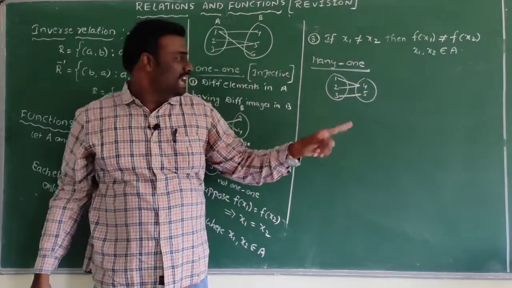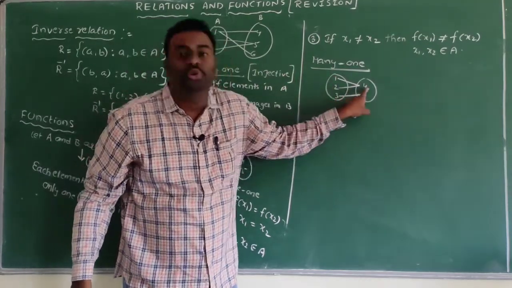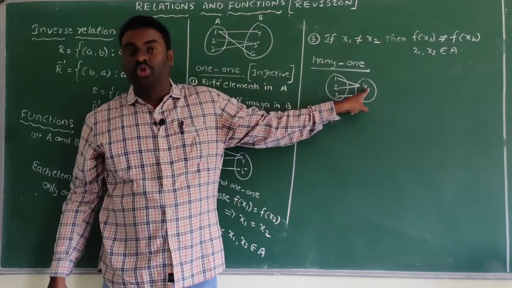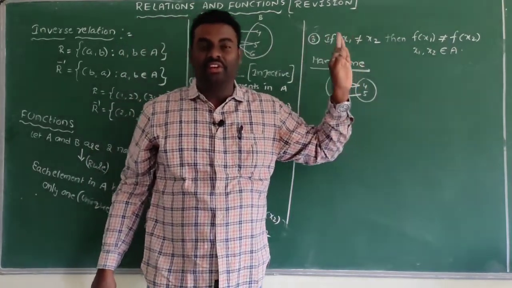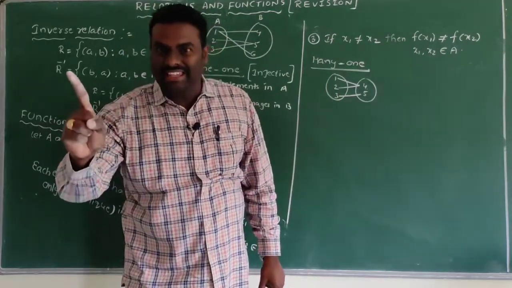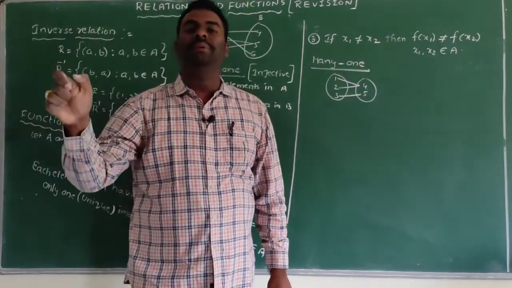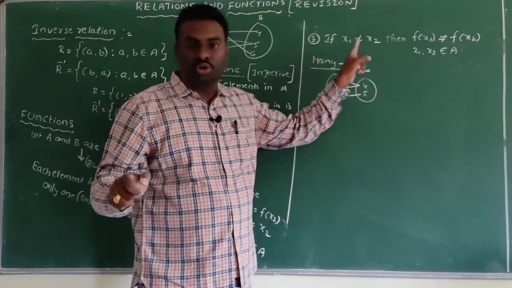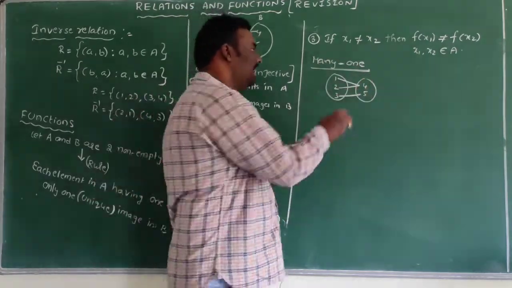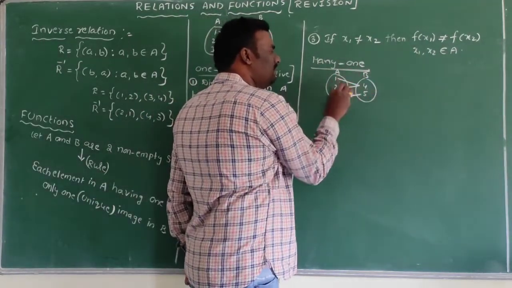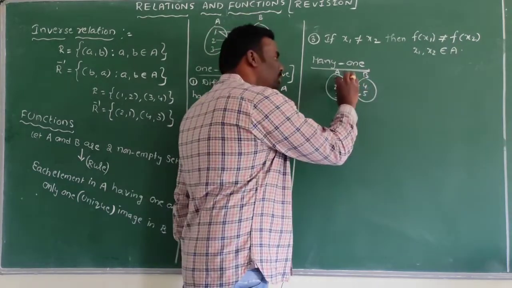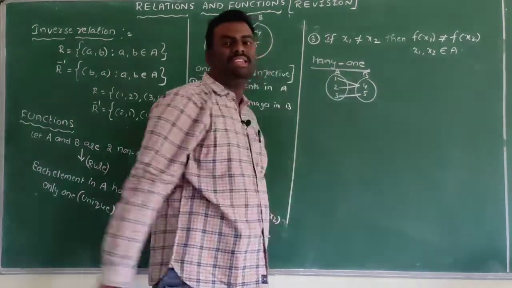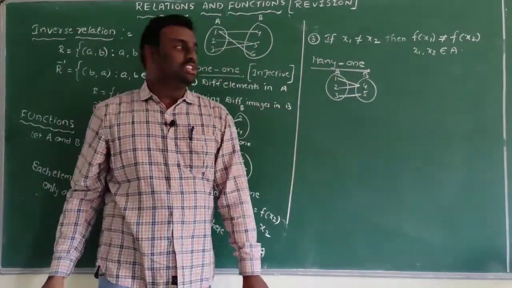This can be function as many to 1 function. 2 or more elements in set A having only 1 image in set B, that can be considered as many to 1 function. Okay, the definition you can observe, 1 is having image 4, 2 is having image 4, 2 elements having same image. This can be considered as many to 1.